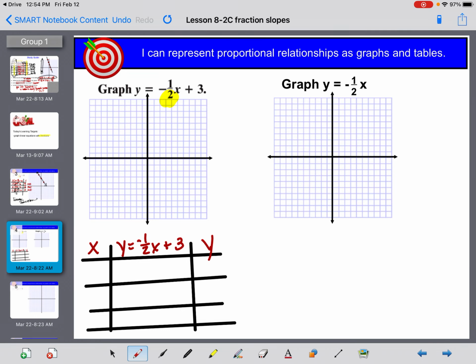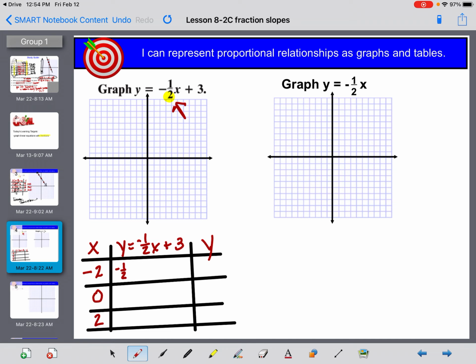What values for x should I choose? Well, if the denominator is a 2, I know that I could choose 2, 4, 6, 8, and I can choose negatives of those. So I like to choose negative 2. I always like to have 0 in my table, and let's pick 2. So I'm counting by 2's. See how my x values count by 2's? All right, then let's substitute it in and solve.